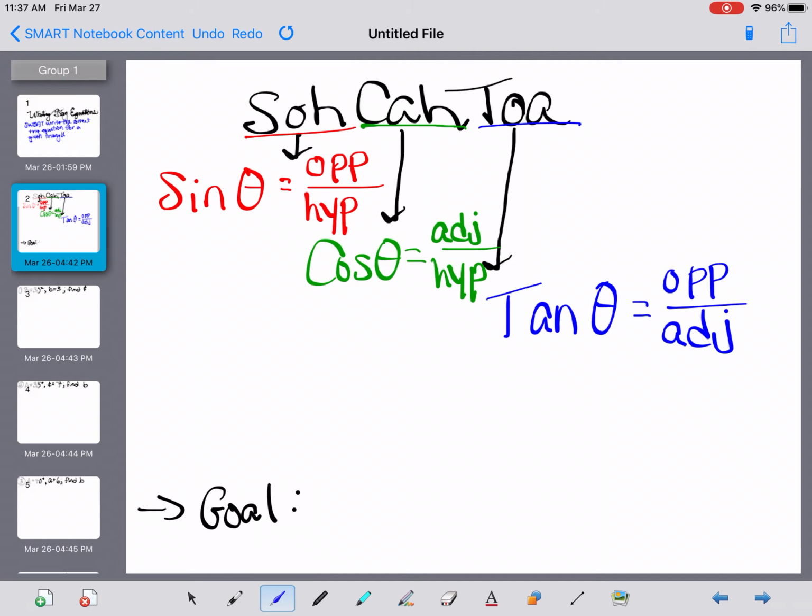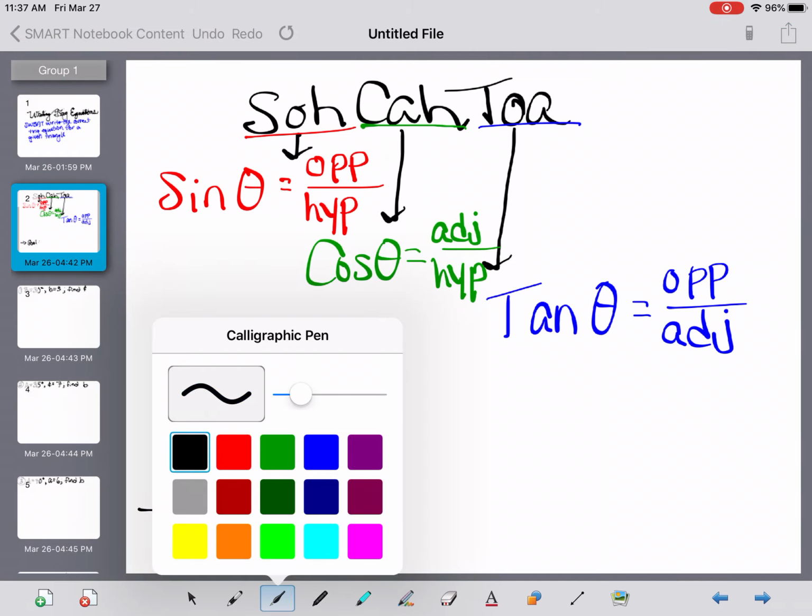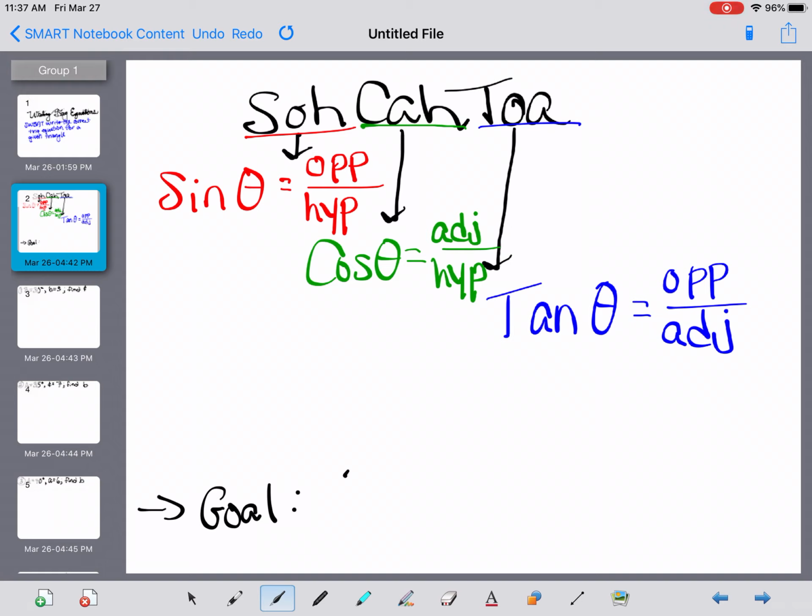The goal for all of these problems is to write an equation that has one unknown. As we've learned in algebra, if we don't have only one unknown, we won't be able to solve it unless we have a system of equations. And I don't think anybody enjoys systems of equations, so we're going to try to avoid that by finding the equation that has one unknown, so we don't have to have multiple equations with multiple unknowns and find them some other way. Let's take a look at our first example.